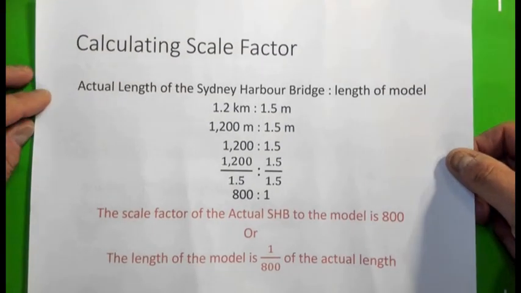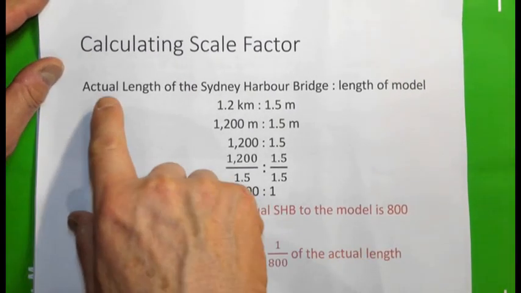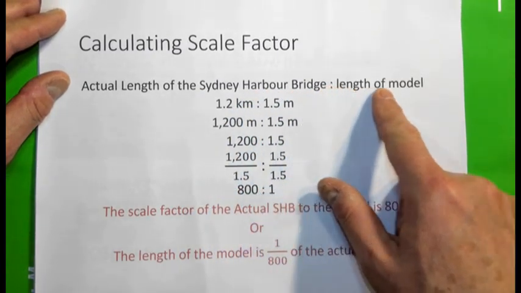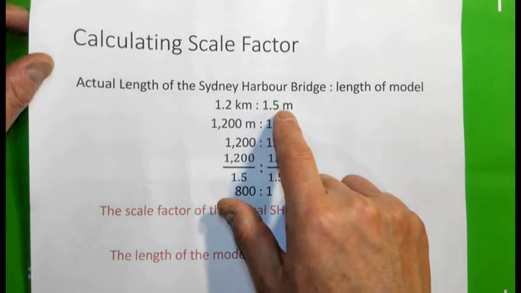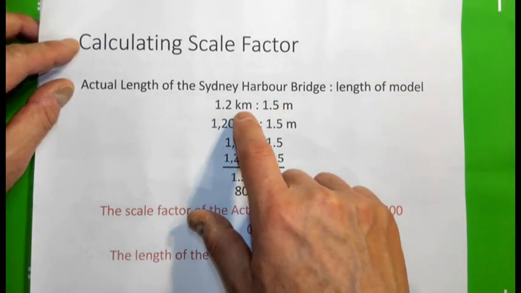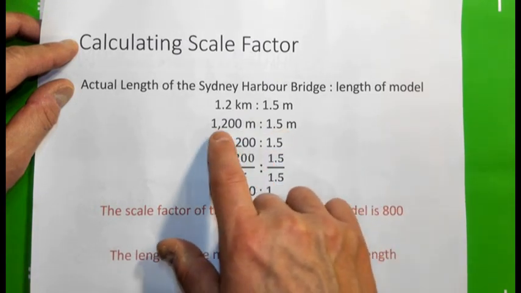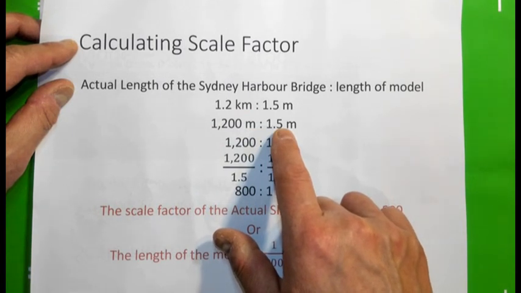Now, calculating the scale factor, we use ratio. We start off by writing the actual length of the Sydney Harbour Bridge to the length of the model. So 1.2 kilometers to 1.5 meters. Convert the kilometers into meters. So we have 1,200 meters to 1.5 meters.